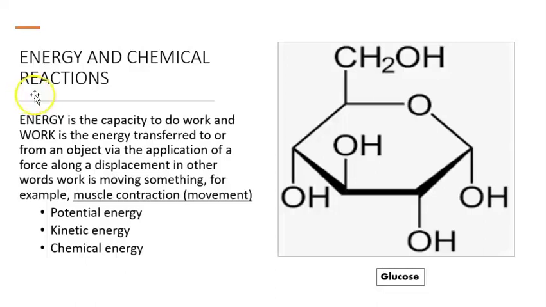Okay, the next topic is energy and chemical reactions. Energy is the capacity to do work, and work means moving something, such as, for example, a molecule or a muscle. There are different kinds of energy. We have potential energy, kinetic energy, chemical energy. Chemical energy is the energy stored in food. For example, glucose, carbon, hydrogen, and oxygen are connected using bonds, and that's going to be chemical energy.